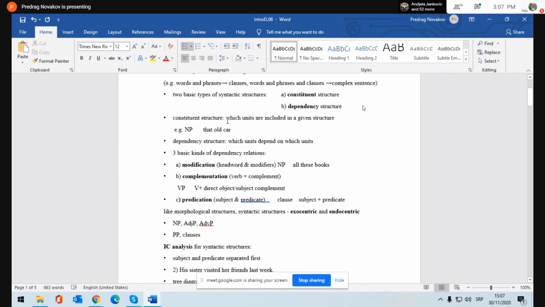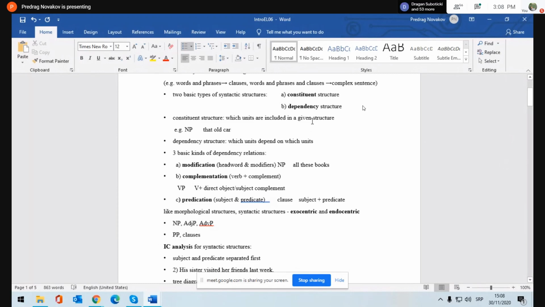Constituent structure simply specifies which units are included in a given structure. If you have the structure "that old car," you simply say, okay, this is a noun phrase. You have the determiner, you have an adjective and a noun. You simply specify the constituents, okay?